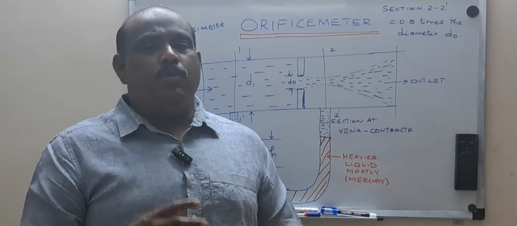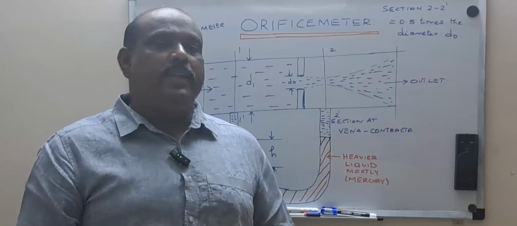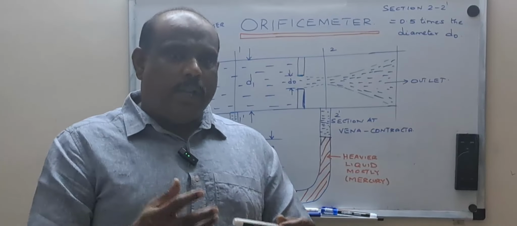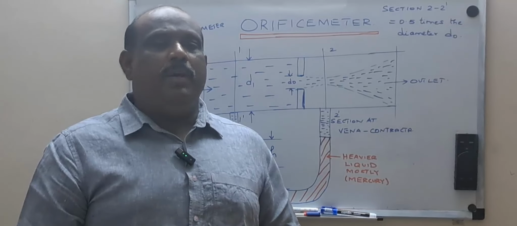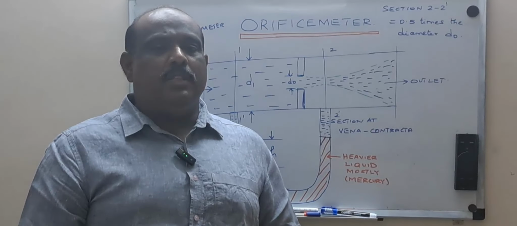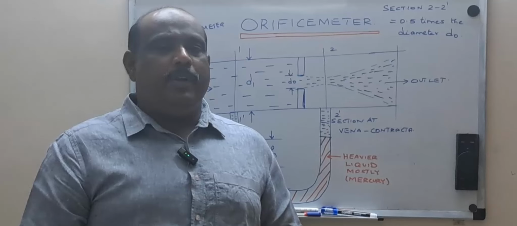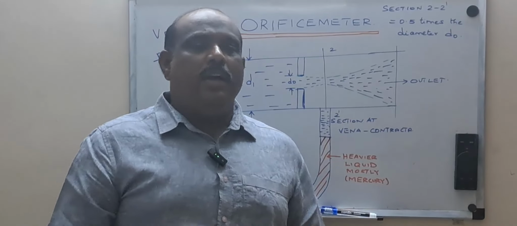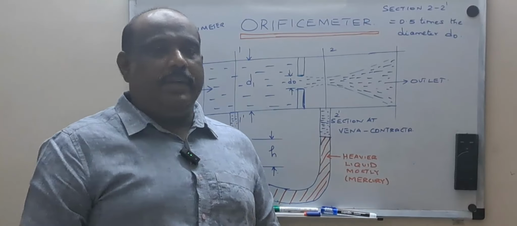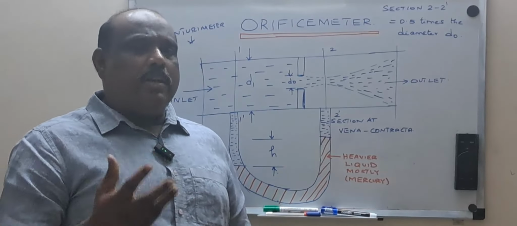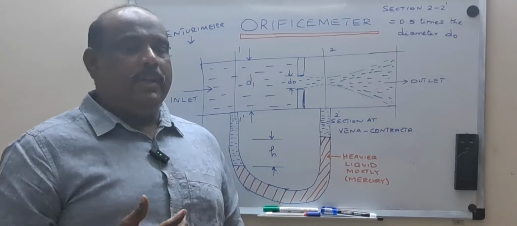The Orifice-meter also works on the same principle as the Venturimeter. That is, we apply Bernoulli's equation at two sections and arrive at the formula for the discharge. The discharge is nothing but the volumetric flow rate, namely meter cube per second. That is how we are going to proceed with the Orifice-meter. We will also discuss why it is cheaper.